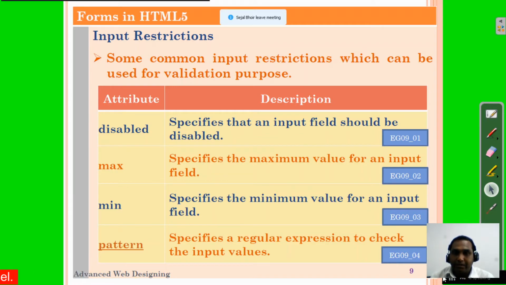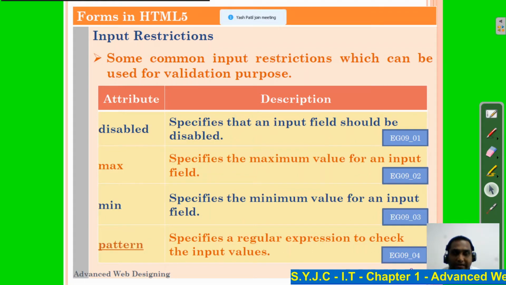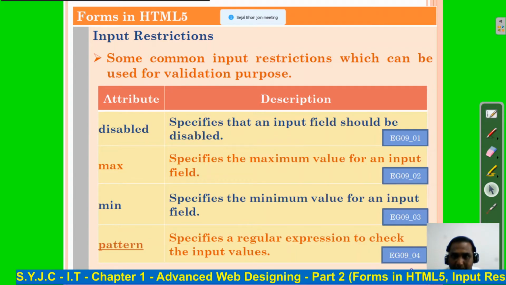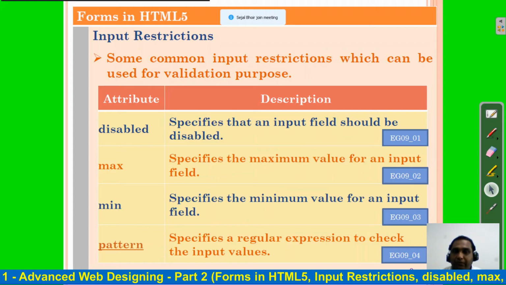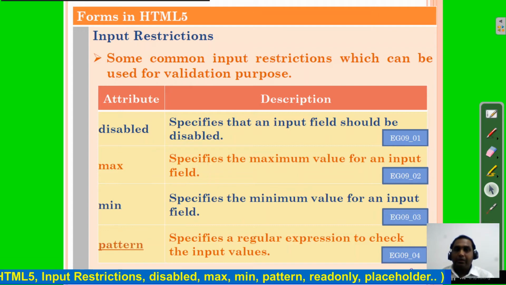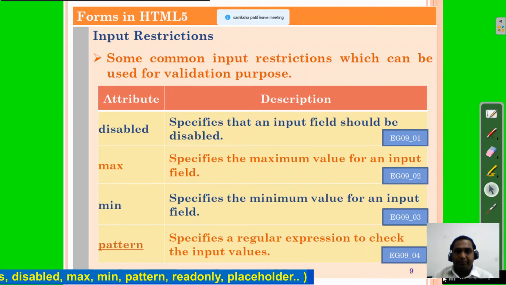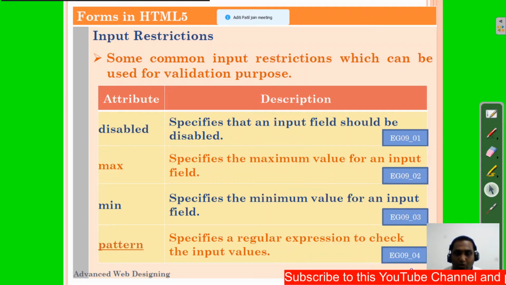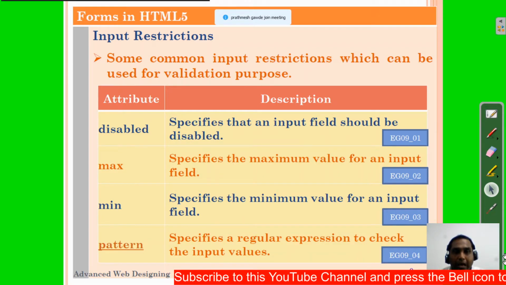First, disabled. Disabled means you want that text box, that form component, to be displayed, but you do not want the user to be able to type anything into it. So it is disabled for typing. It specifies that an input field should be disabled. The input field will be displayed, but you are not able to type anything into it, nor will you be able to click onto it. Let us see the output.